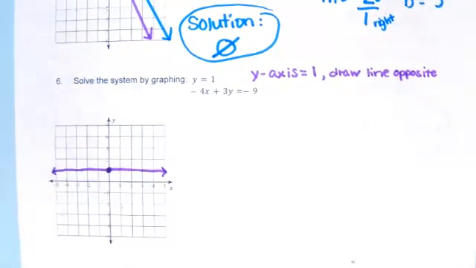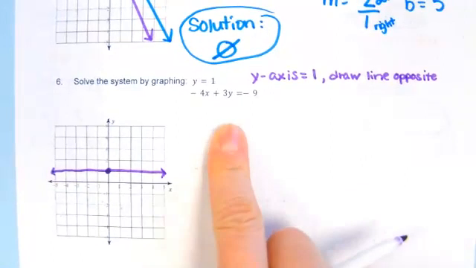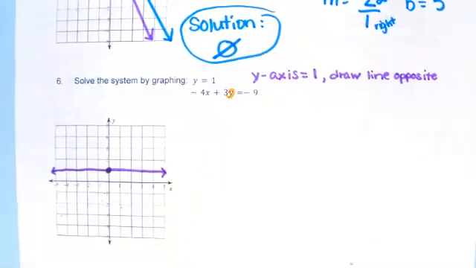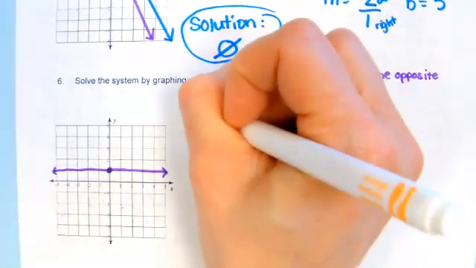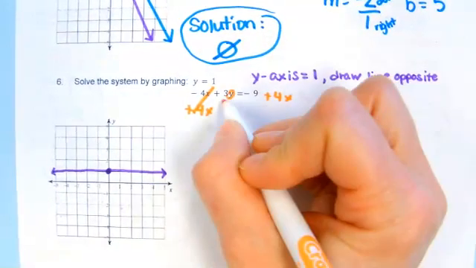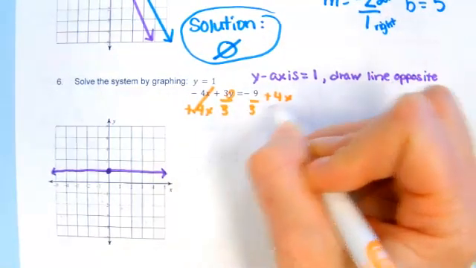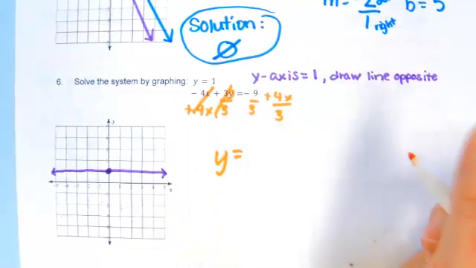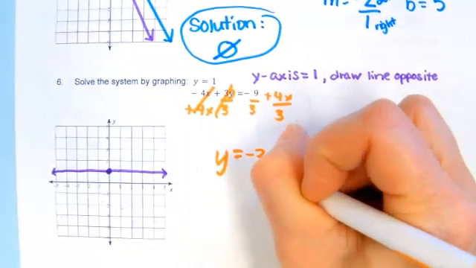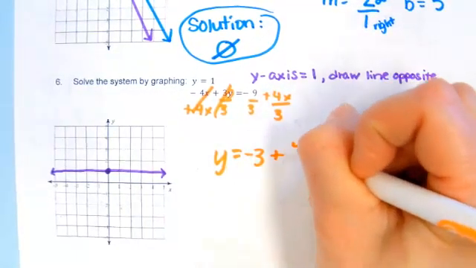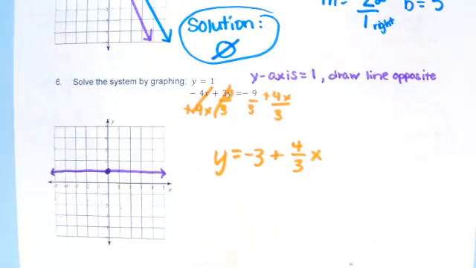So that one's done. Now, this one I have to change and make it y equals just like I've done the last few graphs. So the first thing I'm going to do to make that y equals is I'm going to add 4x to cancel it. And then I have to cancel that 3 by dividing everything by 3. So I get y equals -9 divided by 3 is -3. And then 4 does not divide by 3. So we're going to leave it a fraction of 4 over 3, put the x back on.